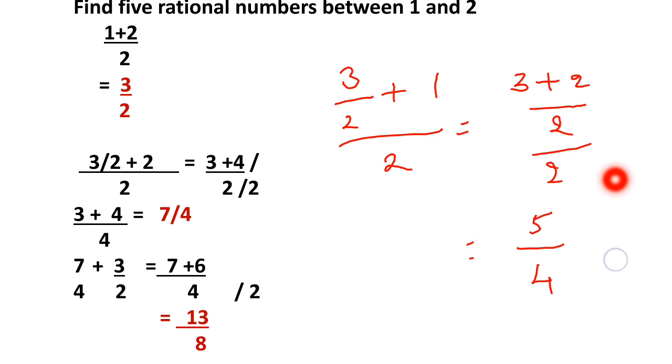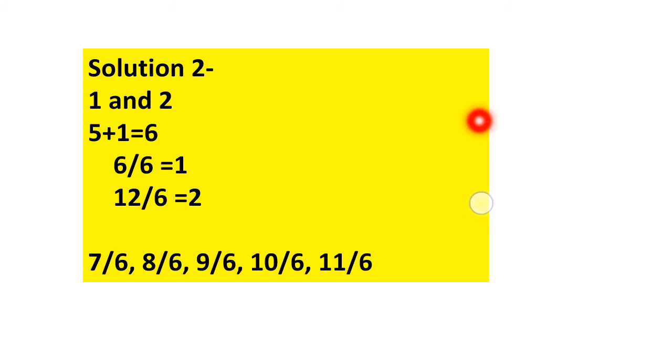Yes, like this infinite number of rational numbers can be found out between any two numbers. I hope all of you understood.